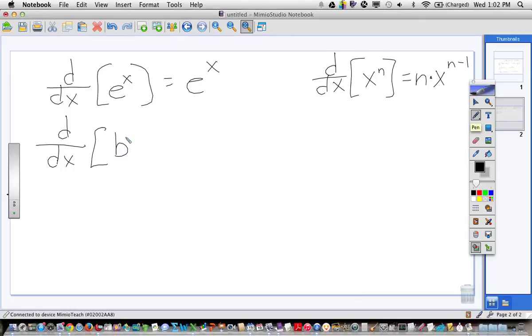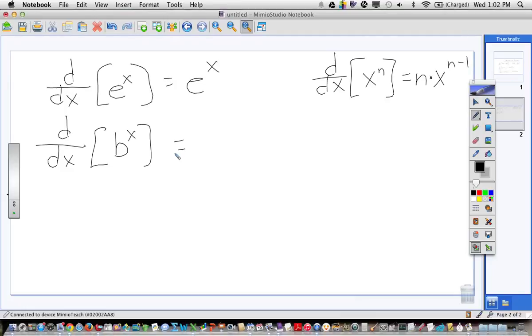What if you have some other base besides e? Okay? Now, keep in mind the power rule over there. Notice the difference here, because this is one of the common mistakes people make in the beginning. They have e to the x and they want to bring the x down in front and then drop the power to x minus 1.